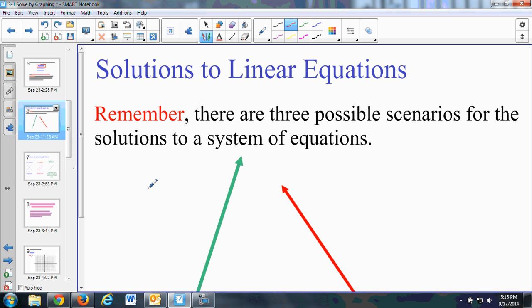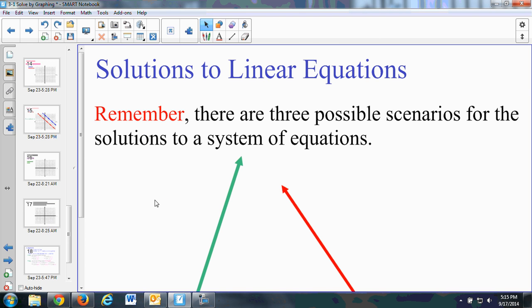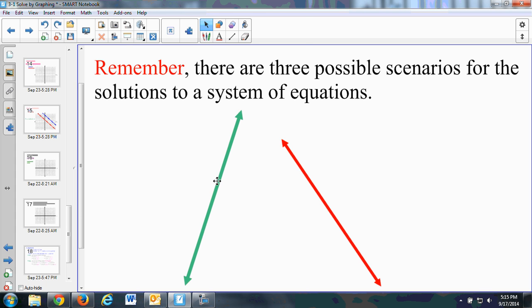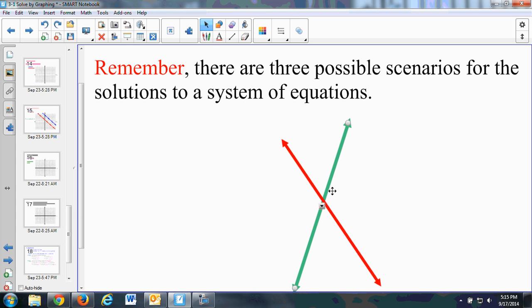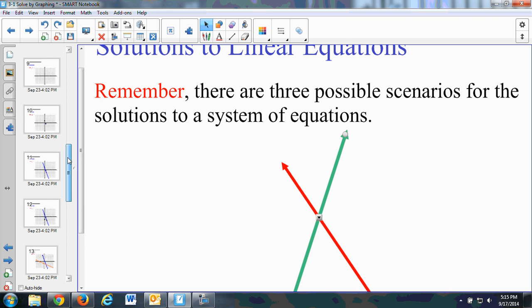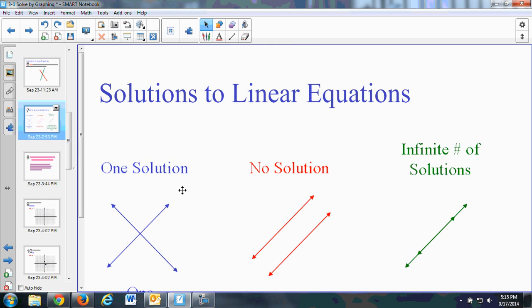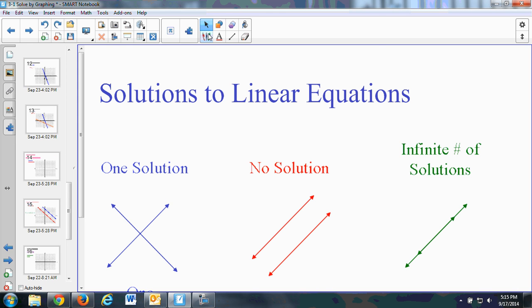Once again, with linear systems there are three different scenarios, and a lot of these you'll recognize from geometry. In one scenario, two lines cross, they intersect at a point, and you get a nice solution. In this case, you get one solution. Whatever that coordinate is, that's going to be your x and y answer.